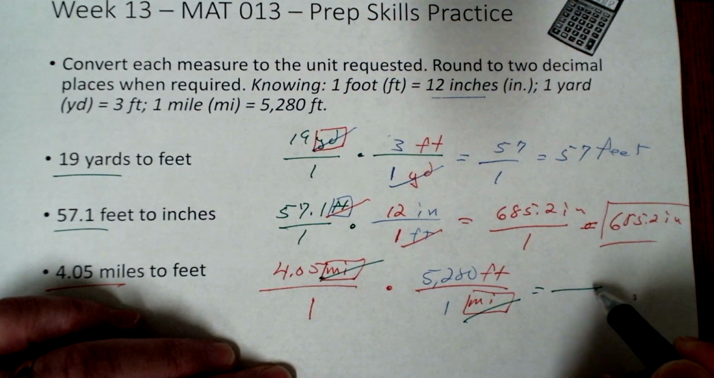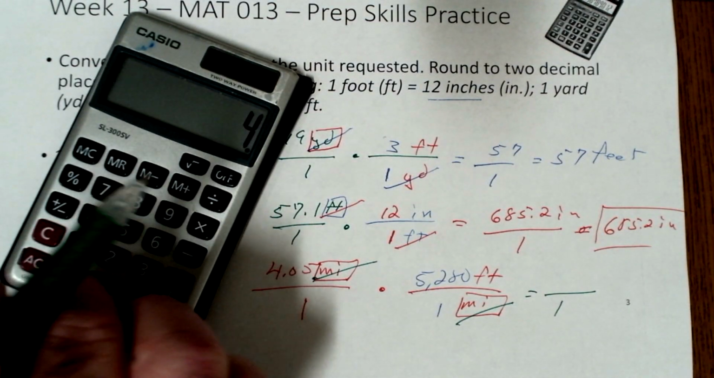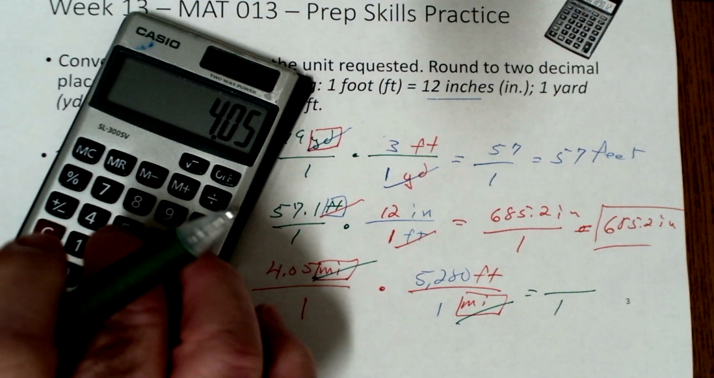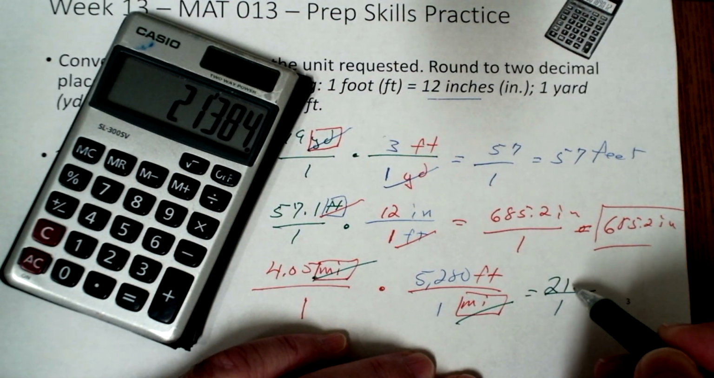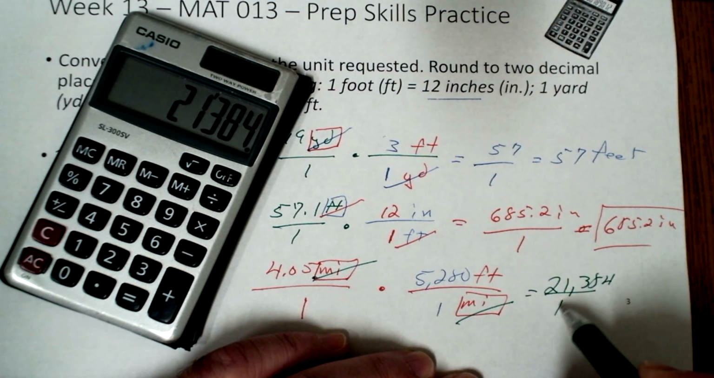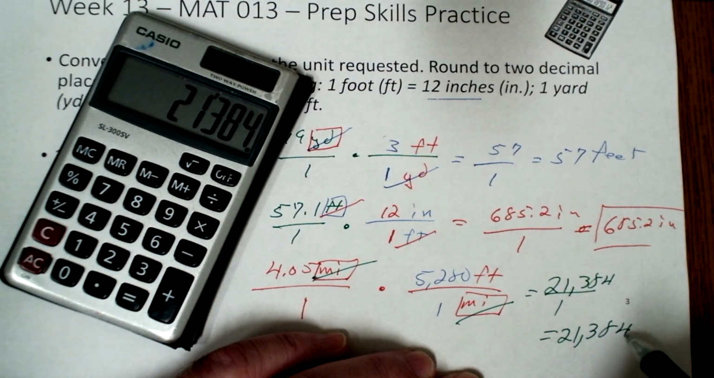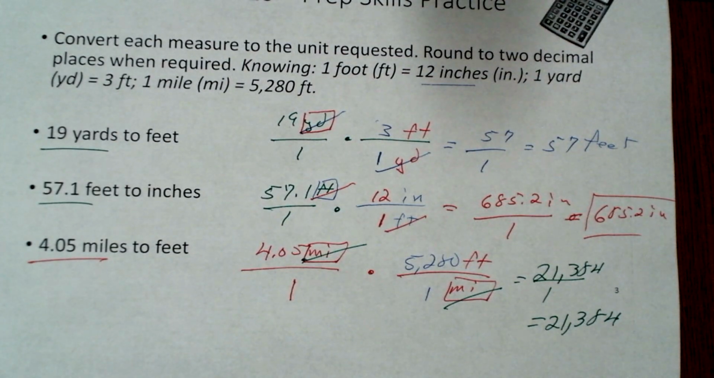All right, so we got 1 on the bottom, and here we've got 4.05 times 5,280. There are 21,384 feet, and we know the 1 would go away. So there are 21,384 feet in 4.05 miles.